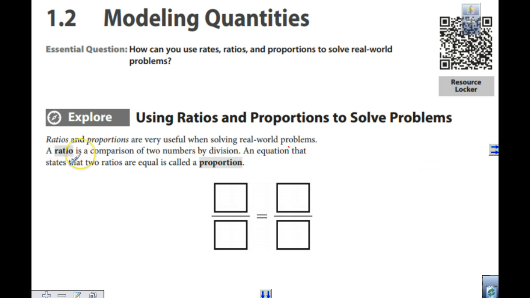So first thing I want to talk about is these definitions. Ratio, proportion. What are they? What do they do? Ratio: a comparison of two numbers by division. So, is this a ratio? What else does it look like? A fraction. So the first thing is, what is the difference between a fraction and a ratio?